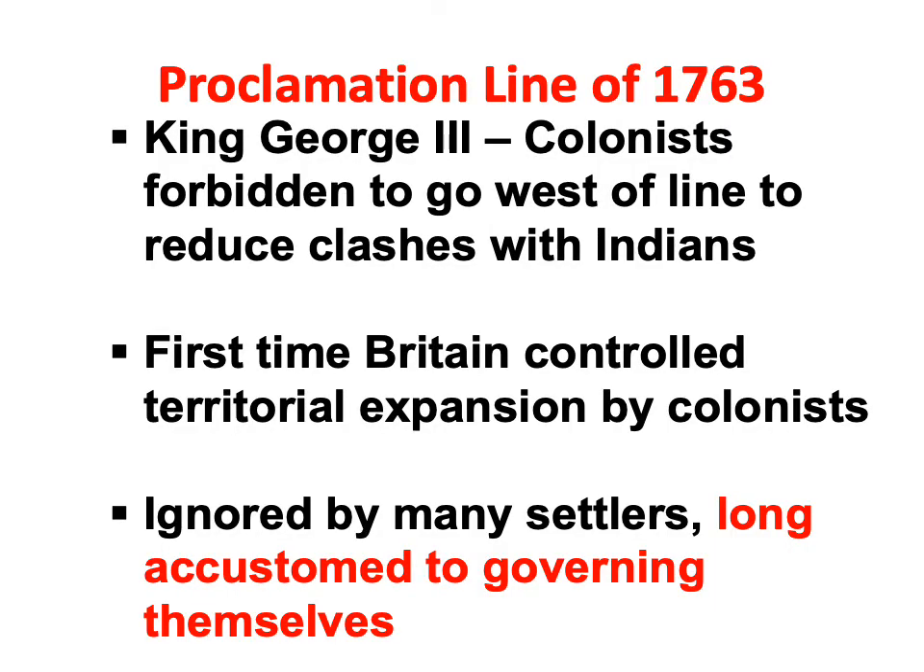Now, it's important to understand that this was the first time the king and British Parliament had prohibited the colonists from moving westward. Britain didn't have soldiers along that line. There was no fence. There was no real demarcation. And so British colonists, long accustomed to governing themselves, just simply moved west of the line and ignored the British government.